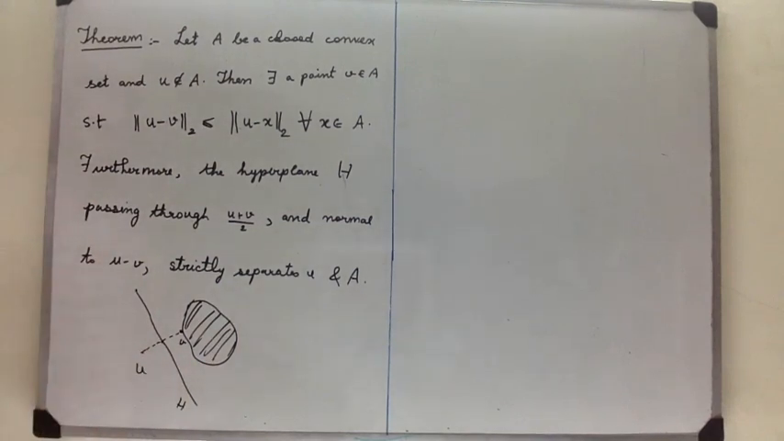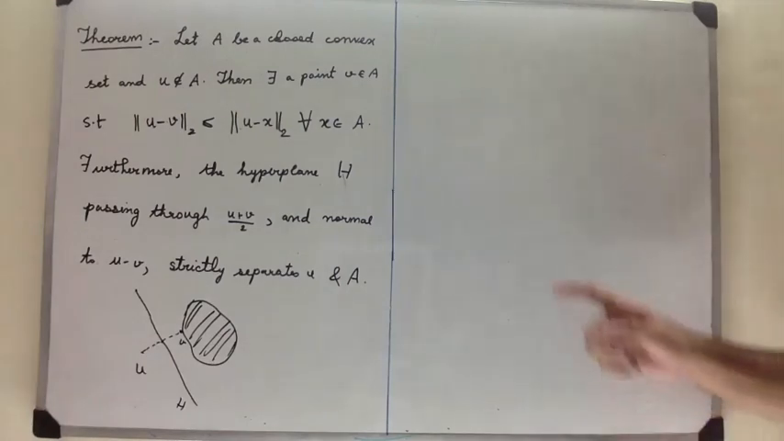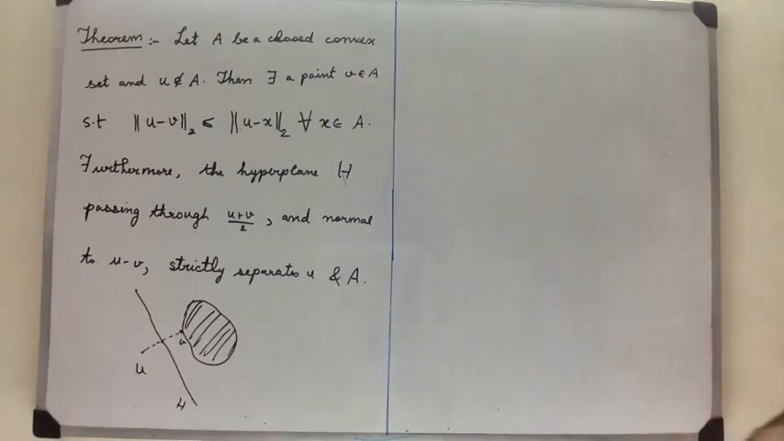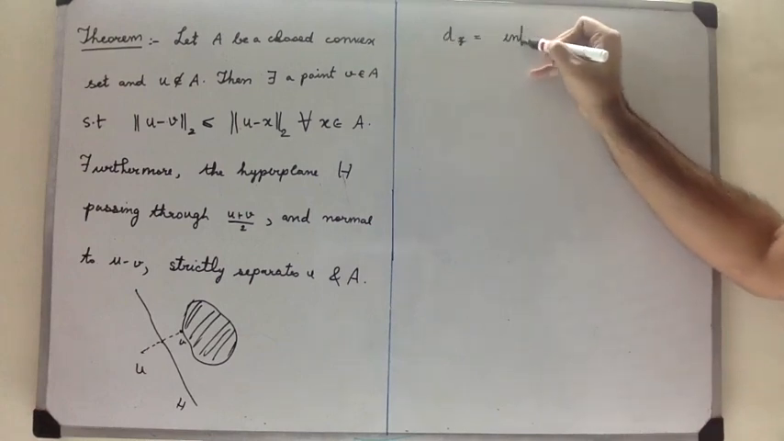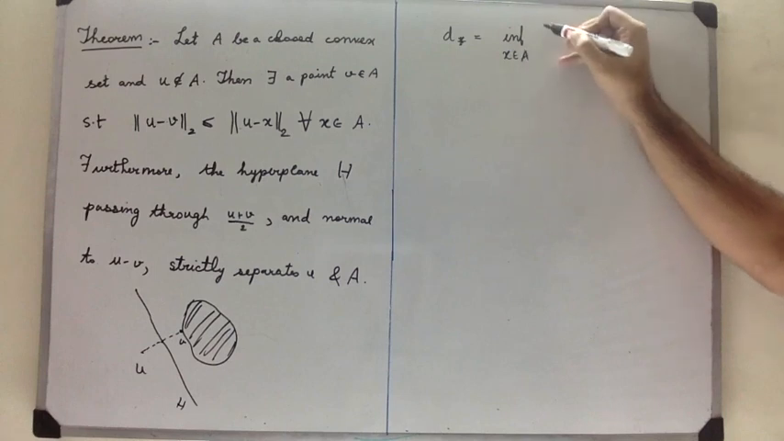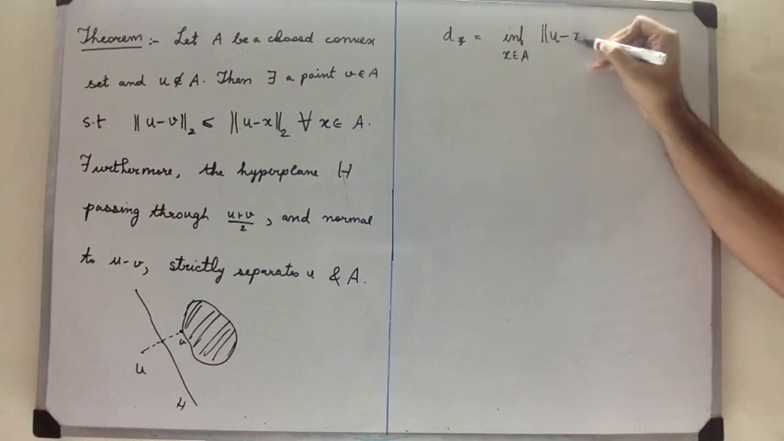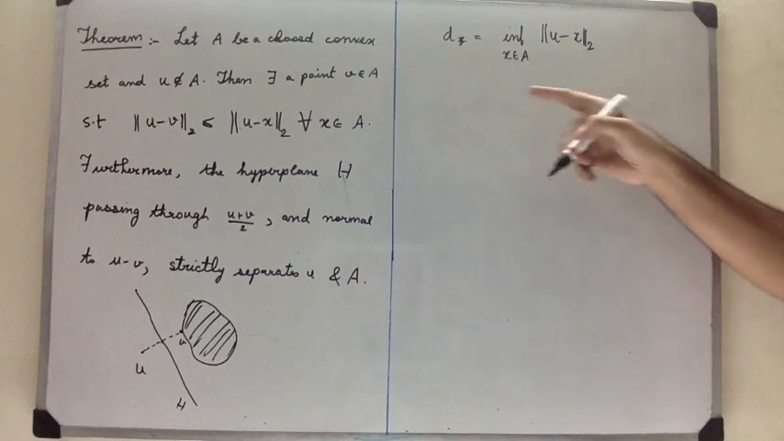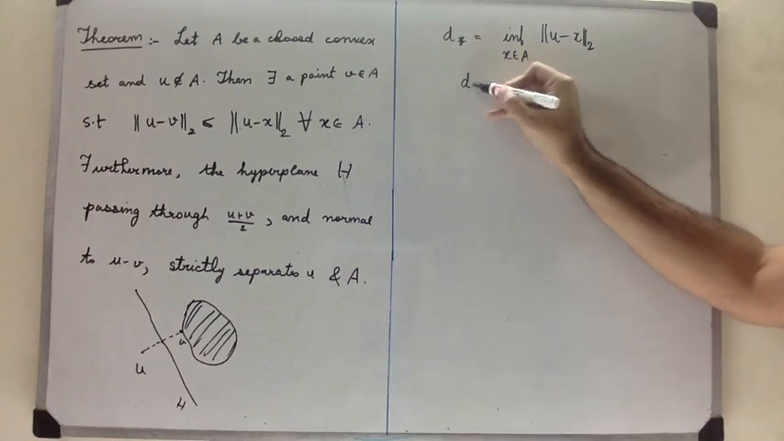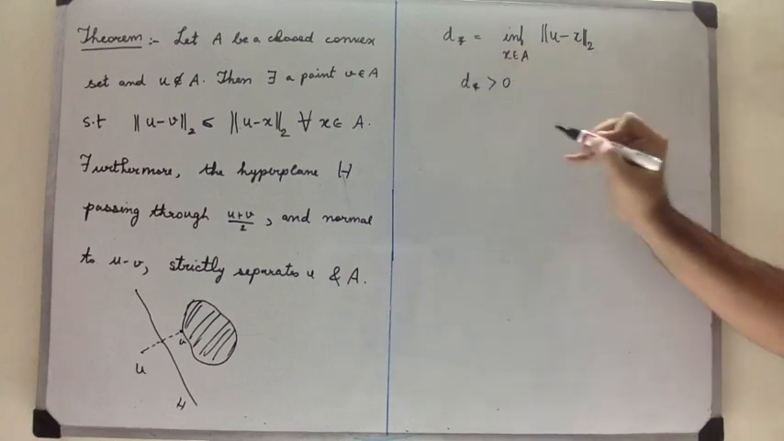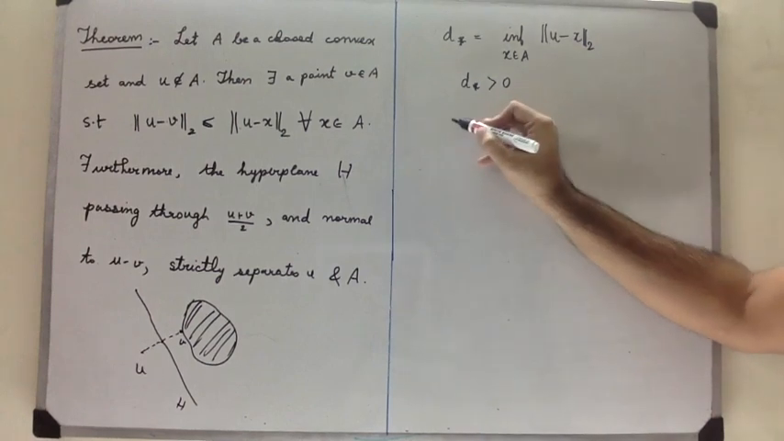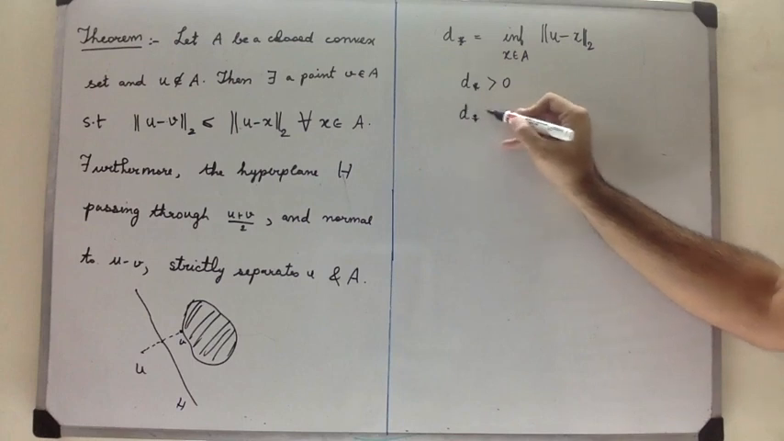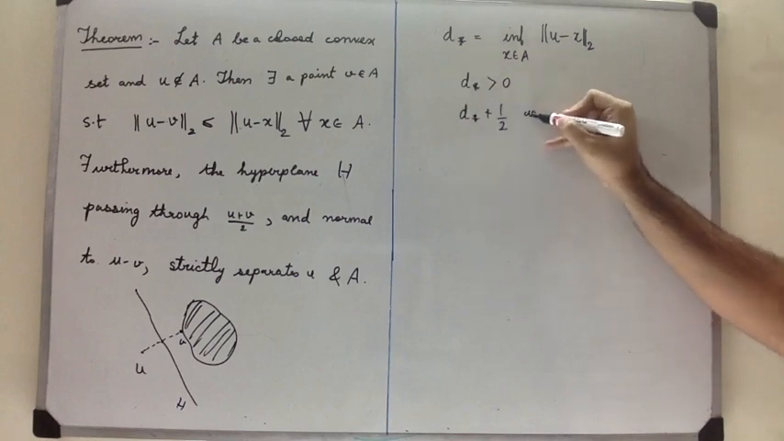So we'll now set out to prove this. We will first show the existence of this point v. To show that, we'll first define d star to be the infimum over x element of A. Already in the earlier separation theorem, we proved that d star has to be strictly positive. It cannot be zero. Then we follow the same approach. So d star plus 1/n is not an infimum.